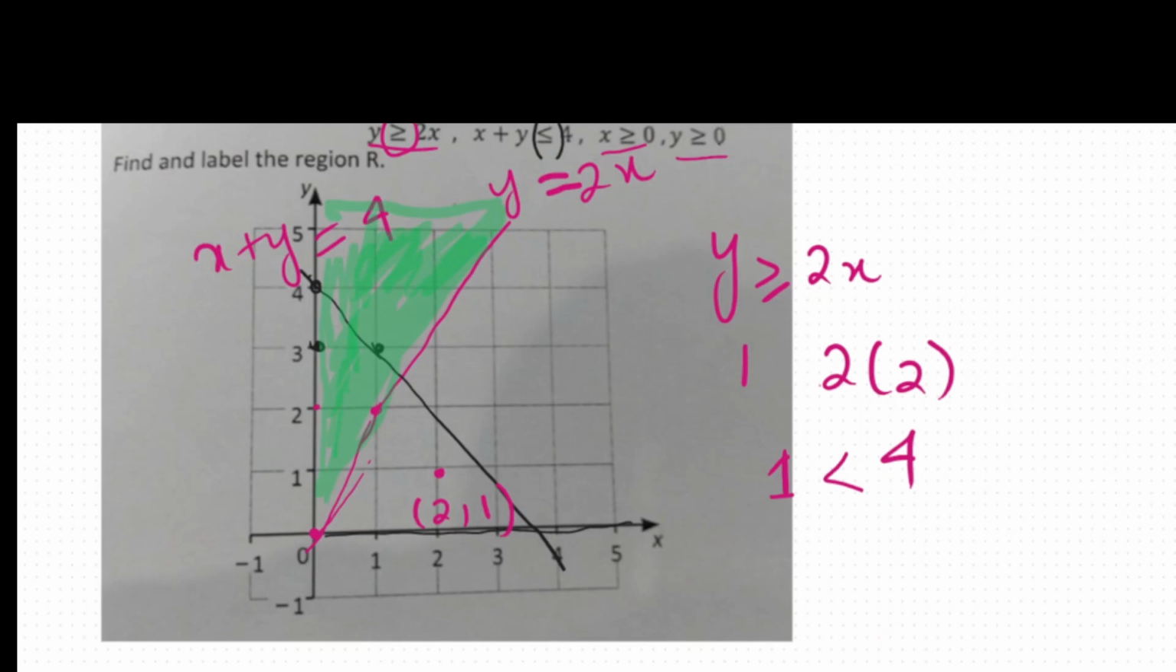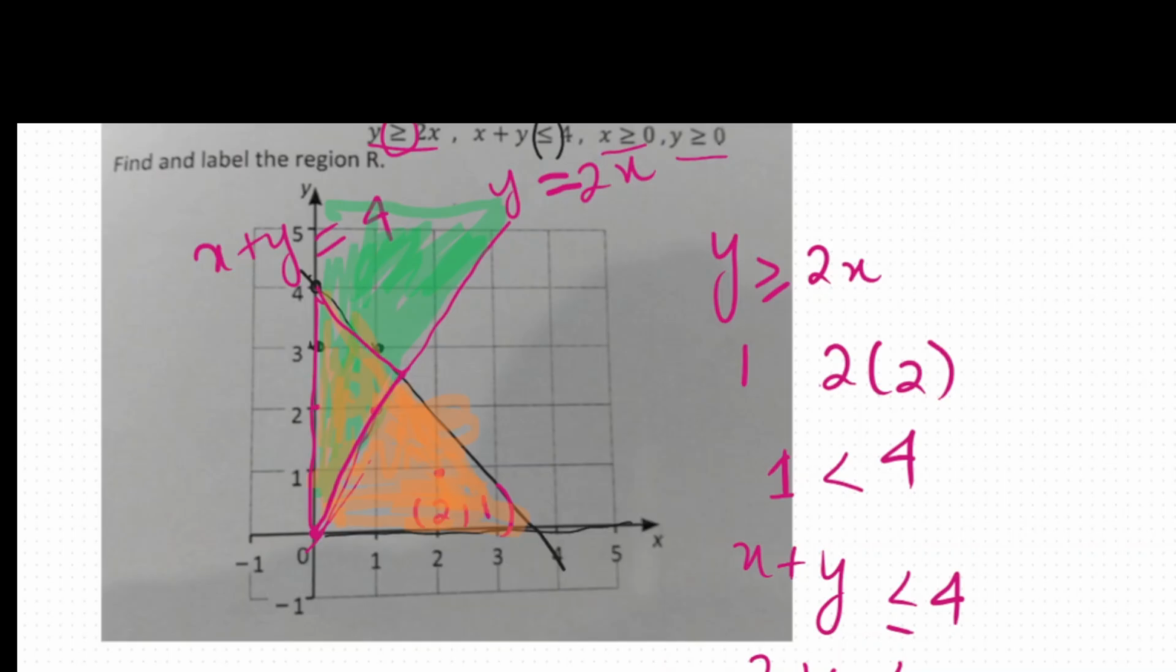Next, let's test the same test point for the second inequality, x plus y is less than or equal to 4. Our x is 2, our y is 1. 2 plus 1 gives 3, which is less than or equal to 4. Yes, our condition is satisfied. So for this black line, the shaded portion will be the portion covering this point, the one containing this point. Let's shade it with a different color.